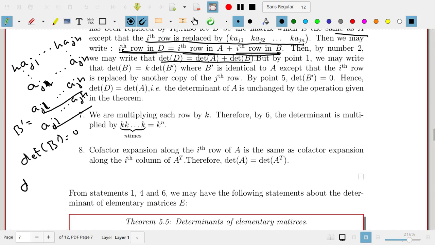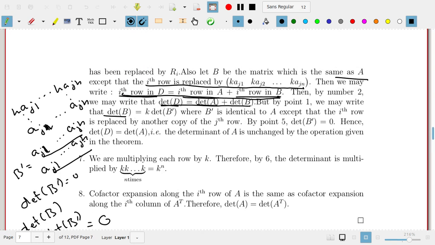But the determinant of V is k times the determinant of V prime. This is 0. So since the determinant of V prime is 0, the determinant of V is 0. So the determinant of D is the determinant of A, so the determinant is unchanged. So what we have proven, therefore, is that the determinant is unchanged by this operation, Ri goes to Ri plus k Rj.